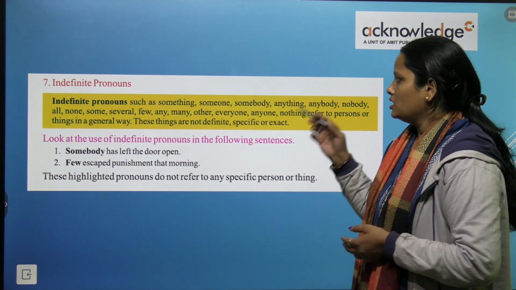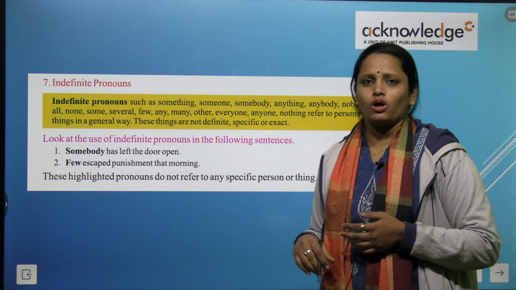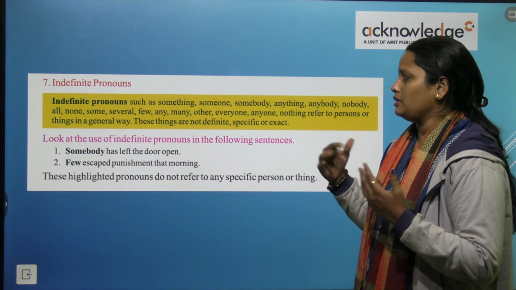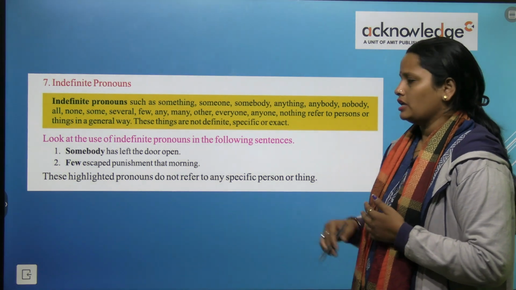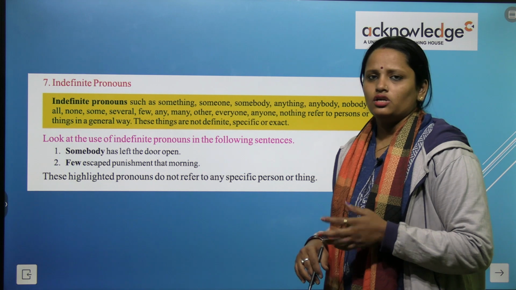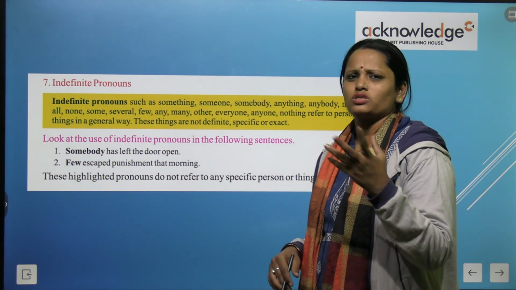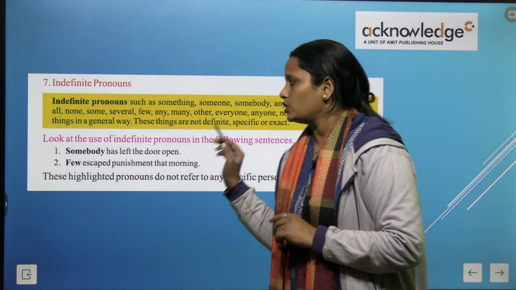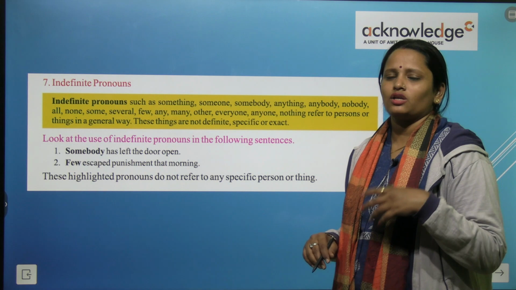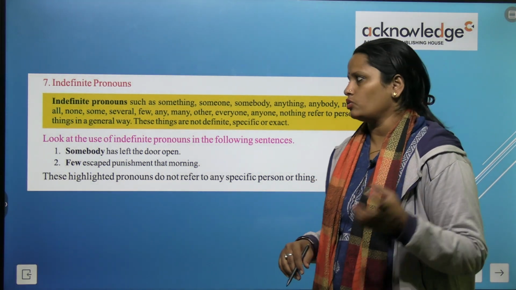Someone कोई भी. Somebody कोई भी. Anything, anybody, nobody, all, none, some, several, few, and many. Any, many, other, everyone, anyone, nothing refers to person or thing in a general. So इसमें कोई भी specific person या thing की बात नहीं हो रही, कोई भी हो सकता है वो. These things are not defined, specified or exact. So ऐसी चीजें ना तो define है, ना specify की जा रही है और ना ही ये exact होती है.